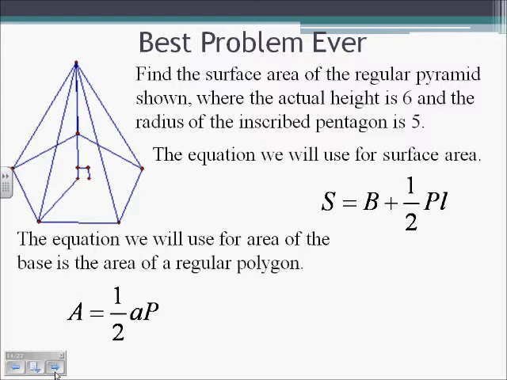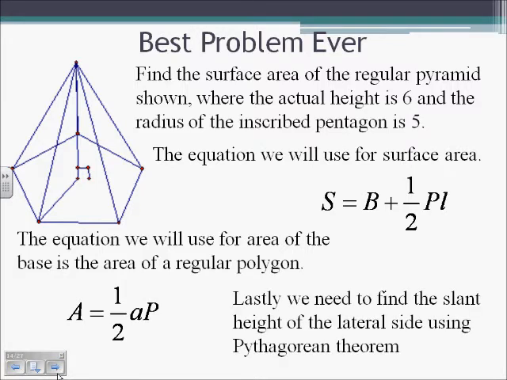So we need to find the area of the base first. That's going to be our area equals 1/2 times the apothem times the perimeter. And then lastly, we're going to end up needing to find the slant height of the lateral side using our Pythagorean theorem, because our real height is just from the top point of our pyramid straight down perpendicular to our base, that we said was 6. The radius was 5. So we'll be able to use the Pythagorean theorem to find our slant height.